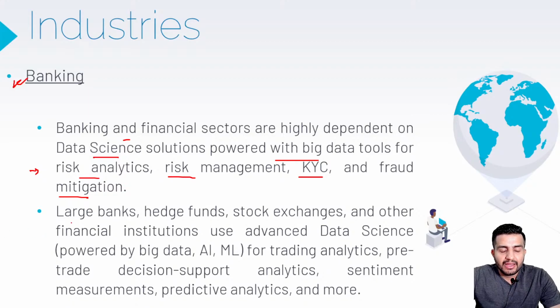right? So the large banks, hedge banks, stock exchanges, and other financial institutions use advanced data science powered by big data, artificial intelligence, and machine learning for trading analytics, pre-trade decision support analytics, sentiment measurements, predictive analytics, and more.